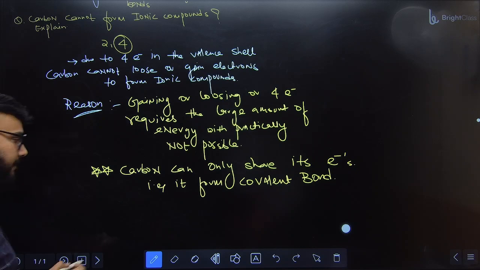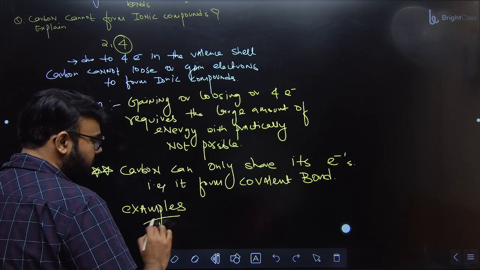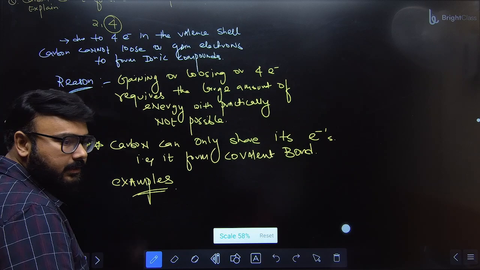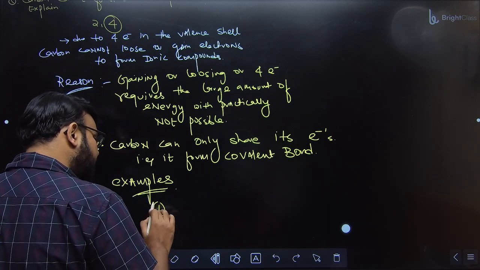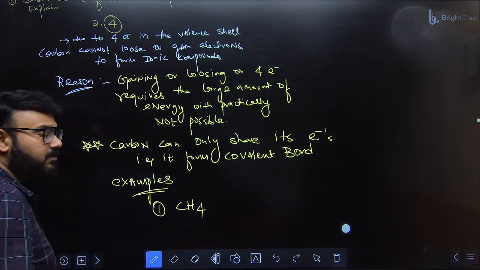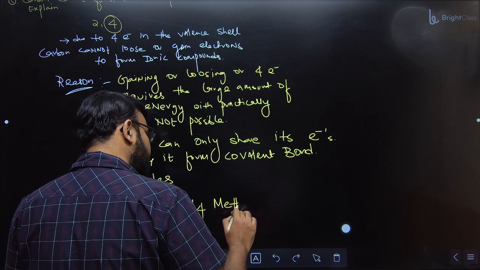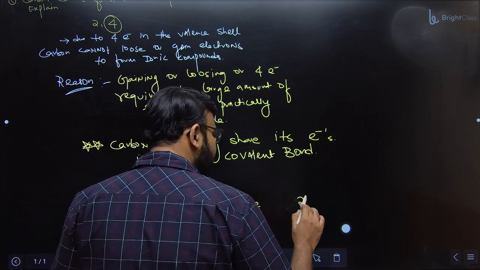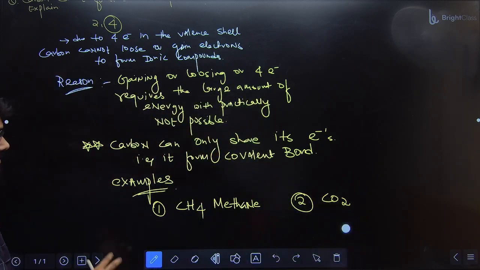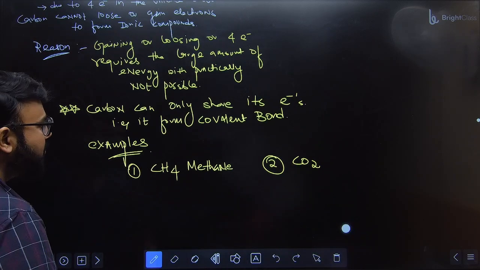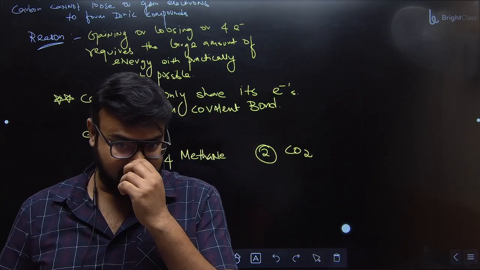Now I'll give you some examples, students. Let's take some examples. First we will talk about the compound CH4. Do you know what the name of this compound is? Methane. Another example I'll give you is CO2. I think you all know the name of CO2. Carbon dioxide. So now students, I'll show you a demonstration by Lewis dot structure.